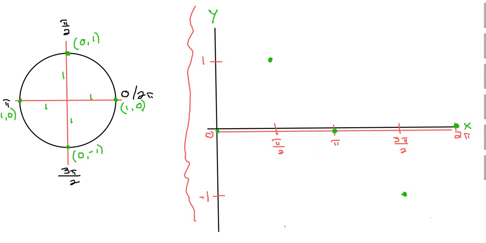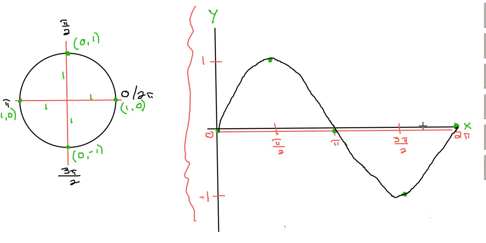What we've done, and what you do with any graph after you plot some points, is play connected dots. Let's try to be as accurate as I can. Not the best drawing, but I think you get the point. What we end up with right there, folks, there's your sine curve. Okay, there's your sine curve.